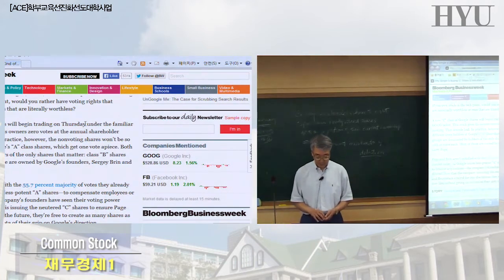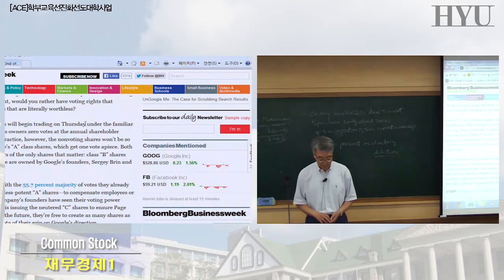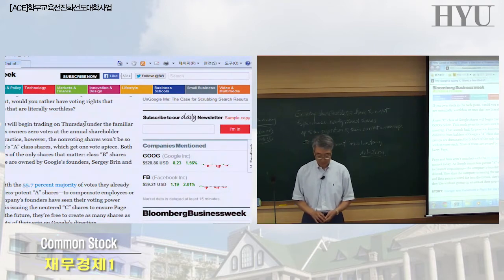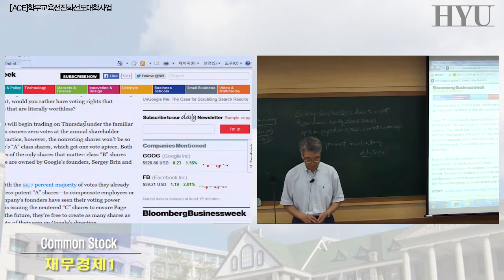The stock gives its owners 0 votes at the annual shareholder meeting. It's a non-voting share. That sounds bad. In practice, however, the non-voting shares won't be so different from holders of Google's A-class shares, which get 1 vote apiece. Both groups are dominated by holders of the only shares that matter, Class B shares, with 10 votes each. And most of these B shares are owned by Google's founders, Sergey Brin and Larry Page.